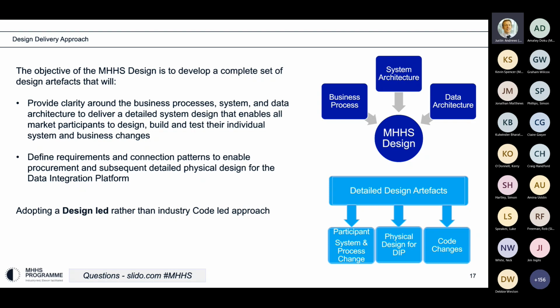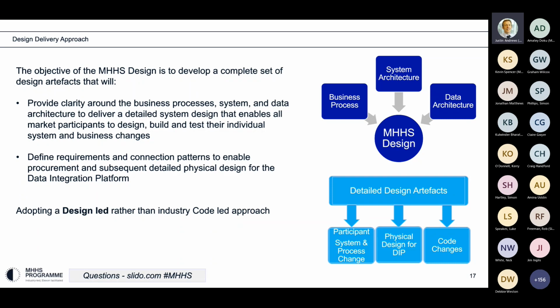You look at the changes to the actual industry codes, and then you go off to implement and do your design document, like your user requirement specifications. But our objective of this particular element of the program is to have a robust and comprehensive set of design artifacts which will deliver those two bullet points. Basically, provide you with that statement of the business process, the system, and the data architecture, so that you can go off to design, build, and test your individual systems and associated business changes.